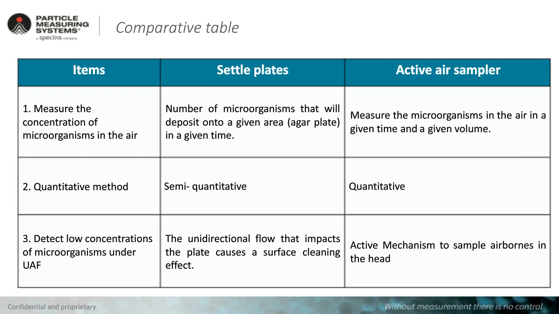When you look into whether it can detect low concentrations of microorganisms under unidirectional airflow, UAF, this is the abbreviation, we have the issue in settle plates that the unidirectional flow causes a surface cleaning effect, and this means that the unidirectional flow will wash away the particles and settling is very much reduced in critical areas. On the other hand, an active air sampler can actively aspirate air and therefore actively collect the airborne microorganisms out of the environment.